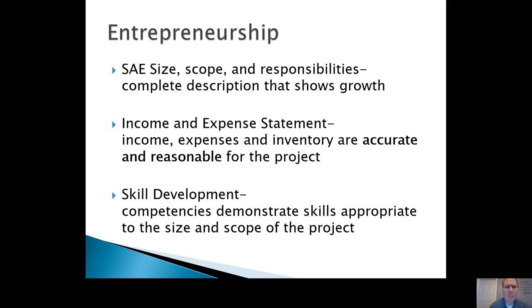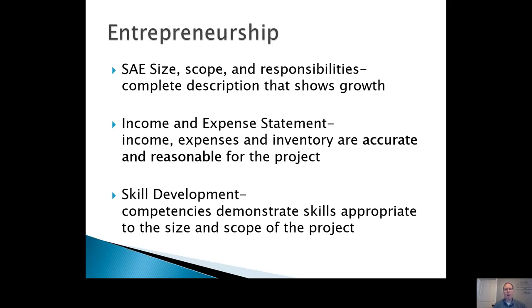We start out on entrepreneurship forms. These are the high point areas, as I call them, the things you would focus the most on. So we start out and we look at the SAE size, scope, and responsibilities. What we're looking for there is a complete description of what they've done that shows growth.